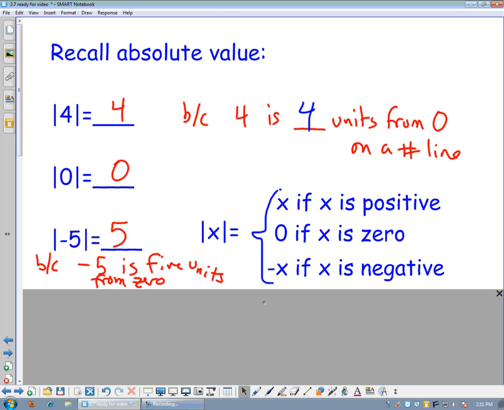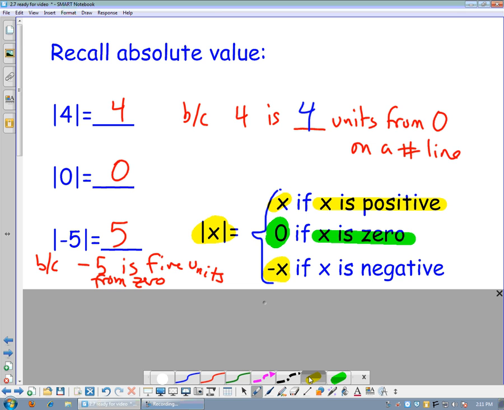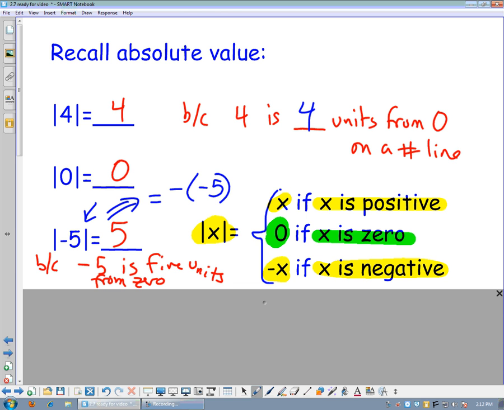All right, so here's our definition of absolute value. The absolute value of x is equal to the same number that's inside the absolute value if that number was positive to begin with. The absolute value of x is equal to 0 if x was 0 to start with. And the absolute value of x is equal to the opposite of x if x started out as a negative number. So for example, in this last example, we had the absolute value of -5, and that is equal to the opposite of the number inside the absolute value. So that's the opposite of -5, which is +5.